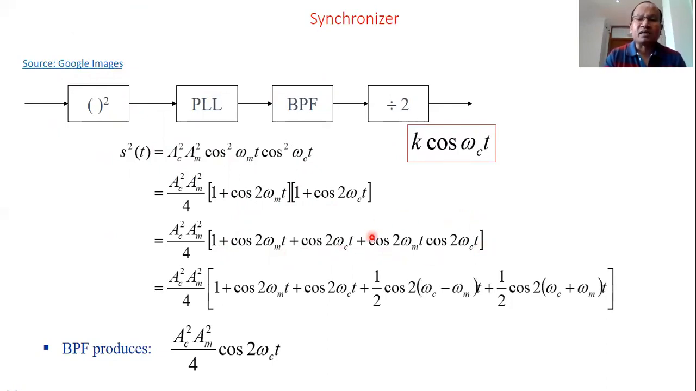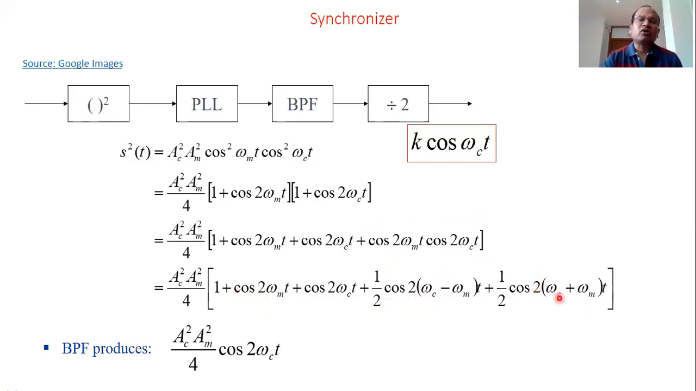We can again simplify this. It will give you 1 by 2 cosine of 2 times (omega c minus omega m)t plus 1 by 2 cosine of 2 times (omega c plus omega m)t. So how many components are we having? 1 plus cosine 2 omega mt plus cosine 2 omega ct plus 1 upon 2 cosine 2 (omega c minus omega m)t plus 1 upon 2 cosine 2 (omega c plus omega m)t.